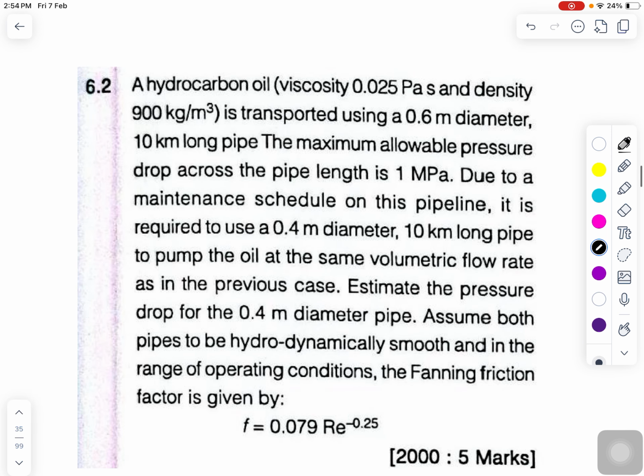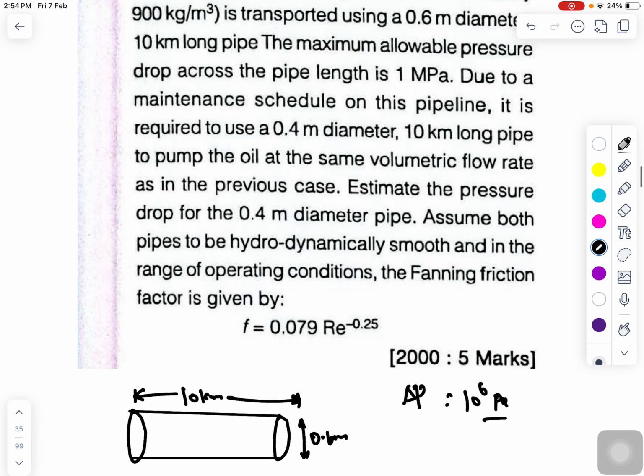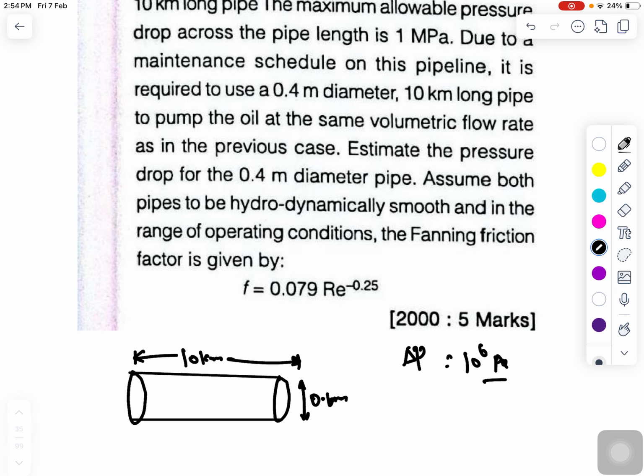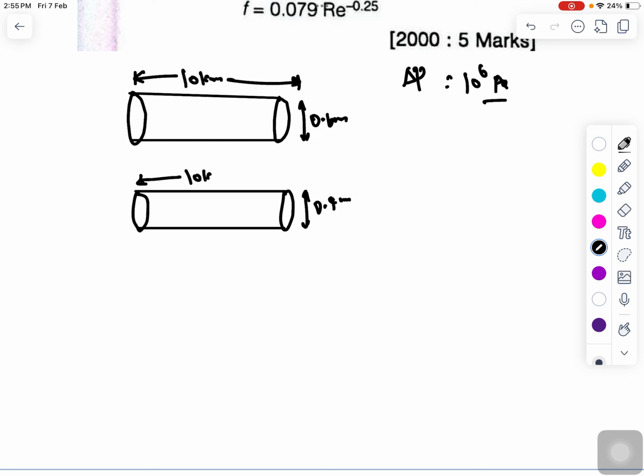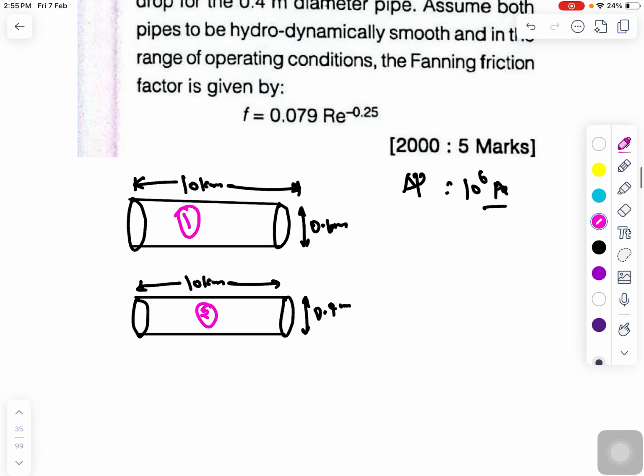And due to the maintenance schedule on the pipeline, it is required to use 0.4 diameter and 10 kilometer long. So now what is happening here? Due to the maintenance schedule, it is suggested that now you can use only 0.4 meter diameter, and again the length will be 10 kilometer pipe. So let's say this one is case first and this one is case second.